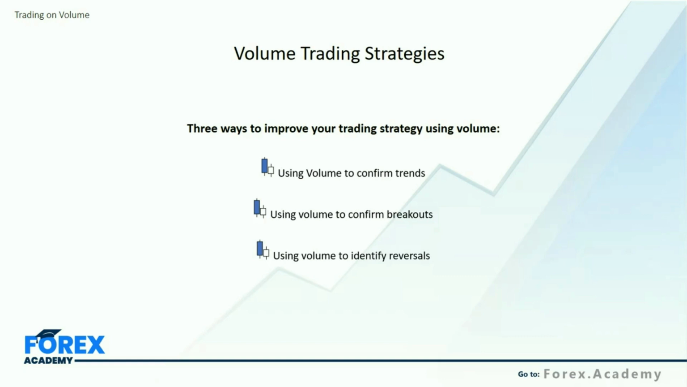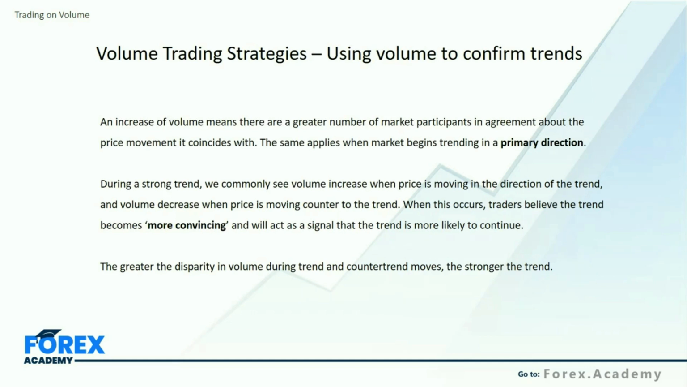So first and foremost, let's understand the concept of using volume to confirm trends. An increase of volume means that there are a greater number of market participants in agreement about the price movement it coincides with. So simply, a greater number of market traders agree that the price is moving in this direction. The same applies when the market begins trending in a primary direction. As we have a more mature trend, there's a more constructive level of agreement between traders, and that actually shows up in the volume, as traders come together and the trend is very, very well defined.